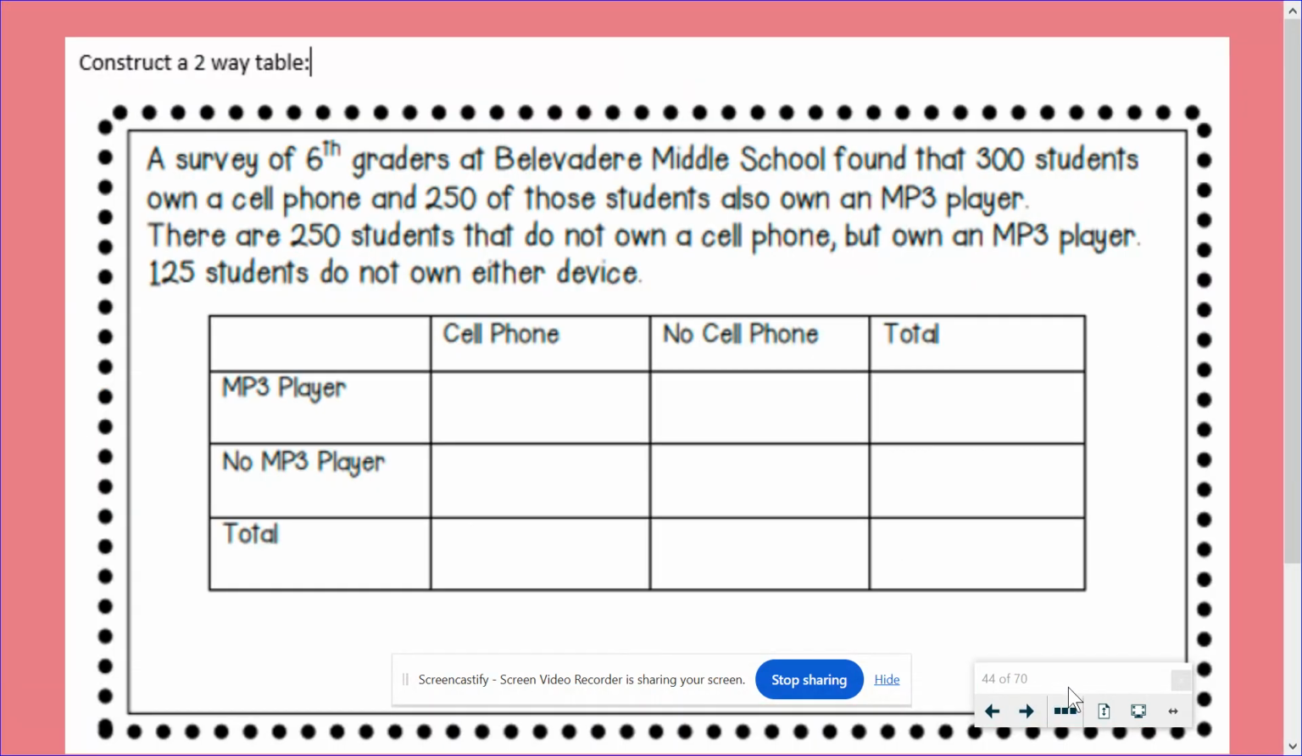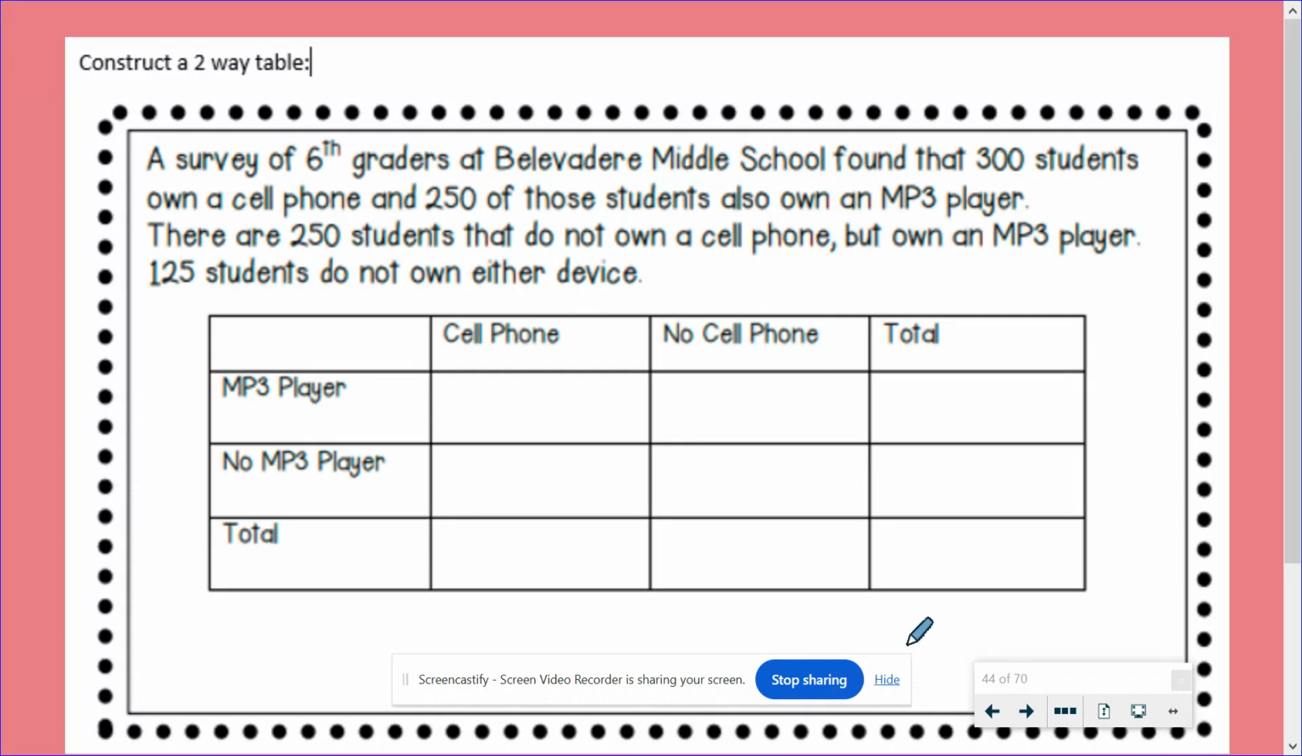So let's look at an example of how to fill in a two-way frequency table from just a summary of an observation. A survey of 6th graders at Belvedere Middle School found that 300 students own a cell phone and 250 of those students also own an MP3 player. A little outdated, I guess. There are 250 students that do not own a cell phone but own an MP3 player. 125 students do not own either device.